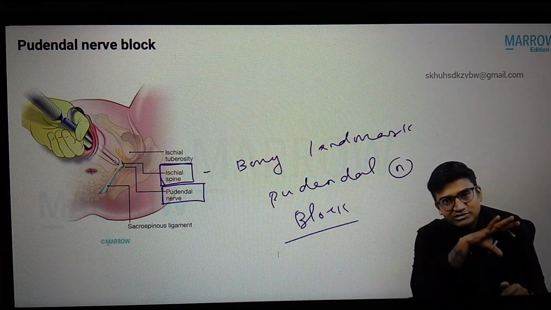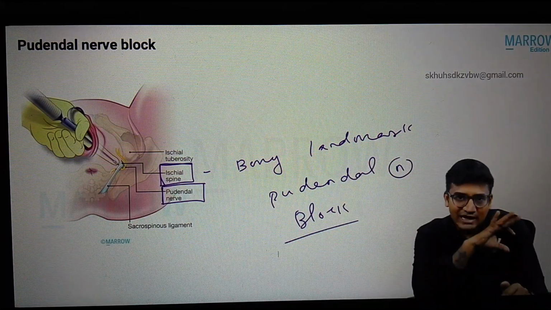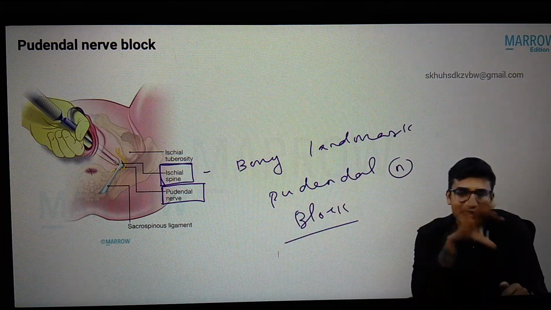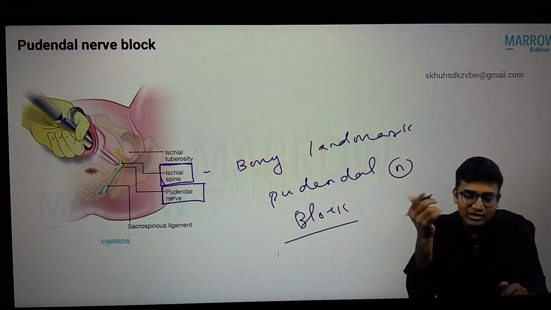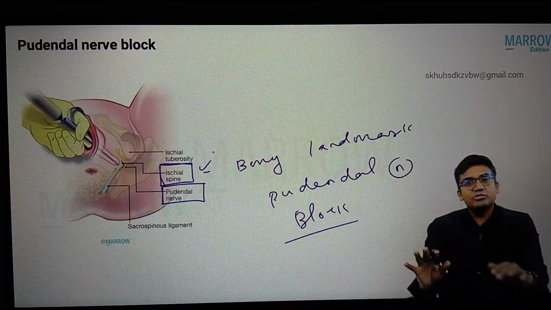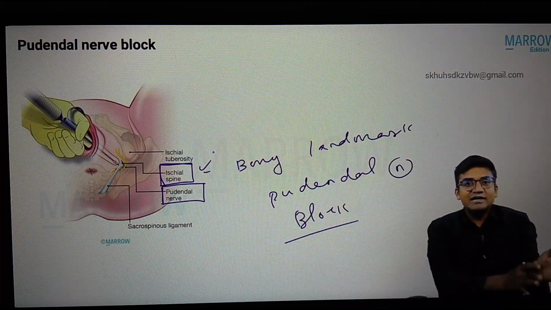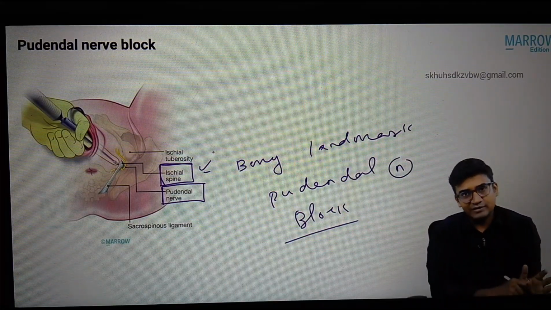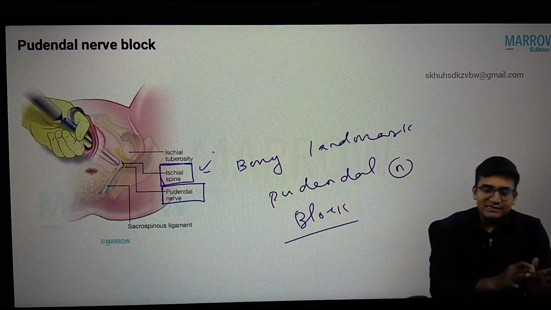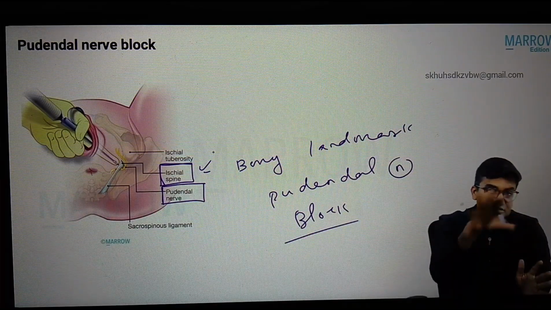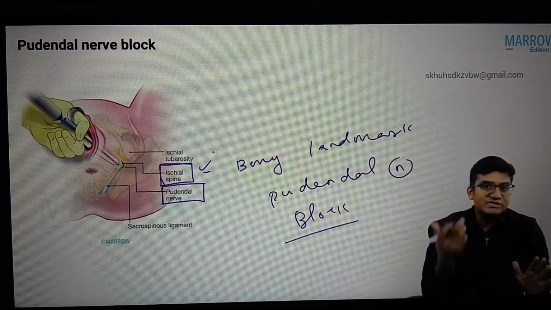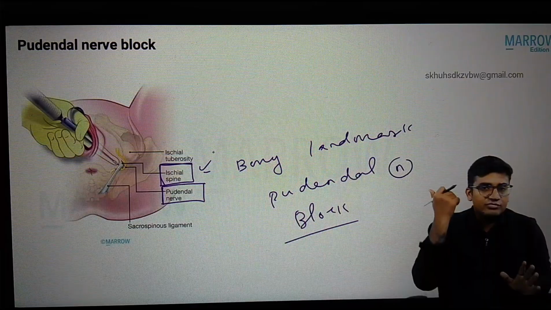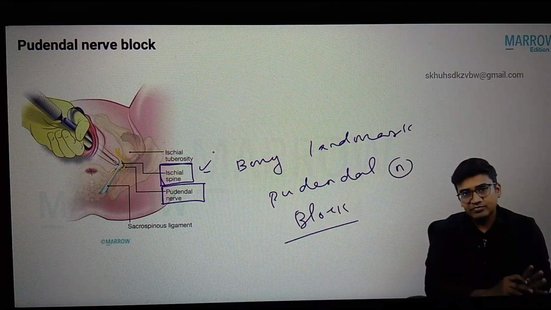So the pudendal nerve passes through the greater sciatic foramen and enters the gluteal region, and in the gluteal region it is resting on the ischial spine. The course of the pudendal nerve was already explained in the perineum topic. So the pudendal nerve in the gluteal region is resting on the ischial spine. The ischial spine is an important landmark for giving a pudendal nerve block.